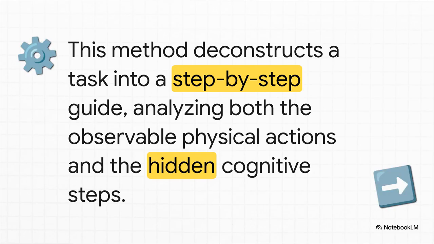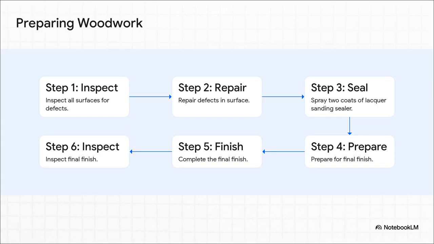All right, on to tool number 2, procedural analysis. This one is all about deconstructing a task into a clear step-by-step guide. It looks at both the physical actions you can see and, just as importantly, the hidden mental processes behind them. Take a cabinet maker preparing a piece of wood for its finish. It's not just one single action, it's a very specific sequence of steps. A procedural analysis maps out this exact flow, making the entire process teachable from start to finish.